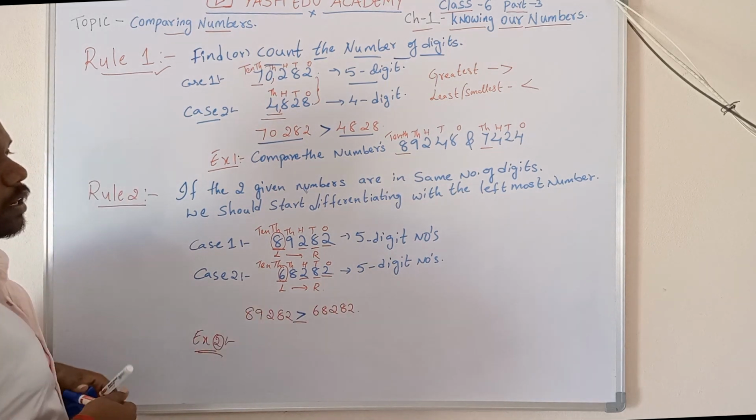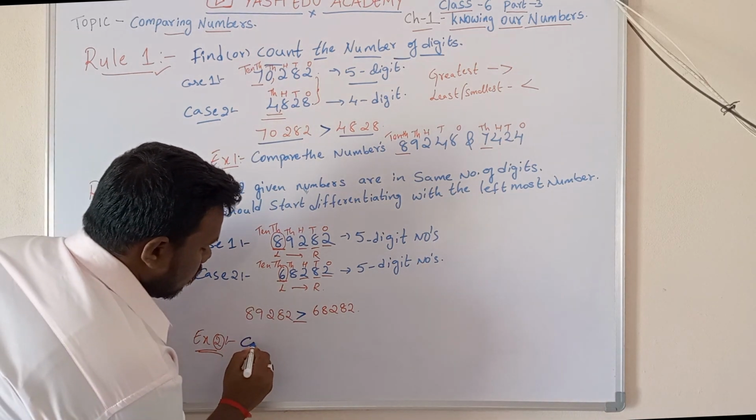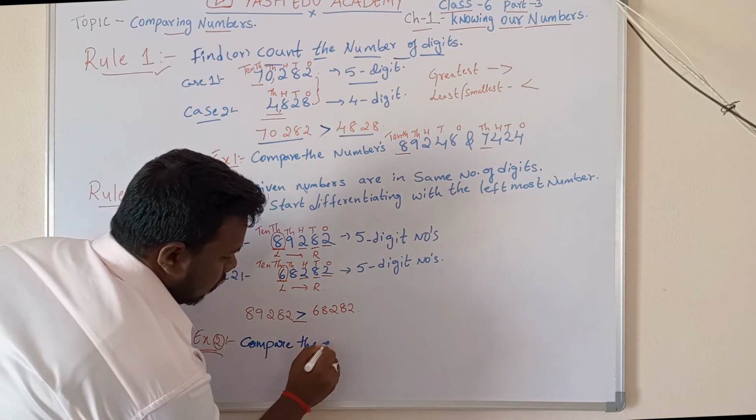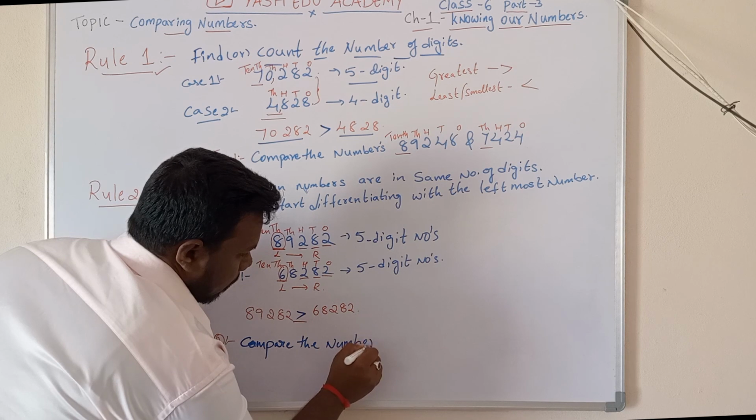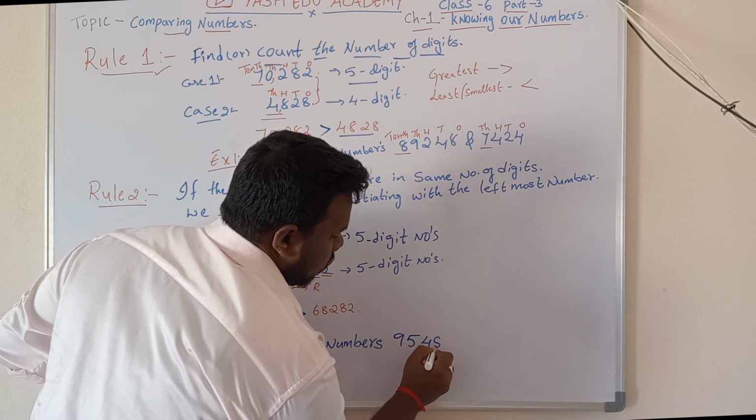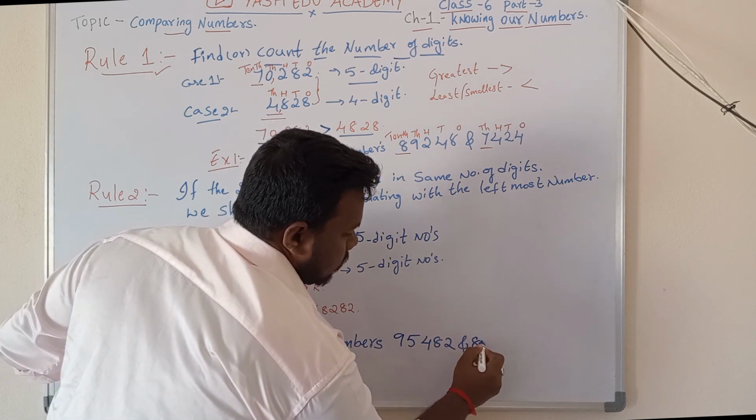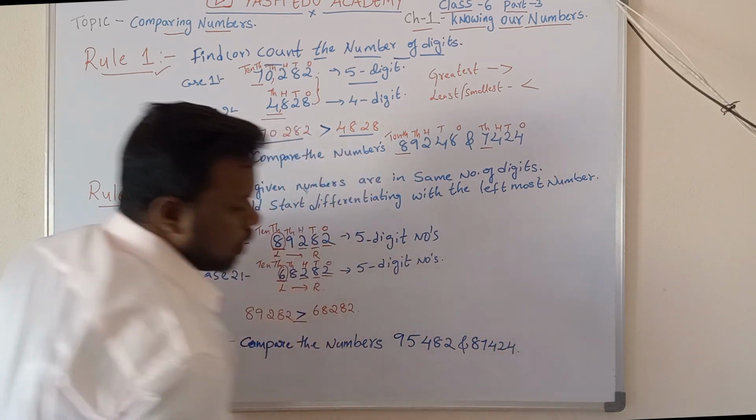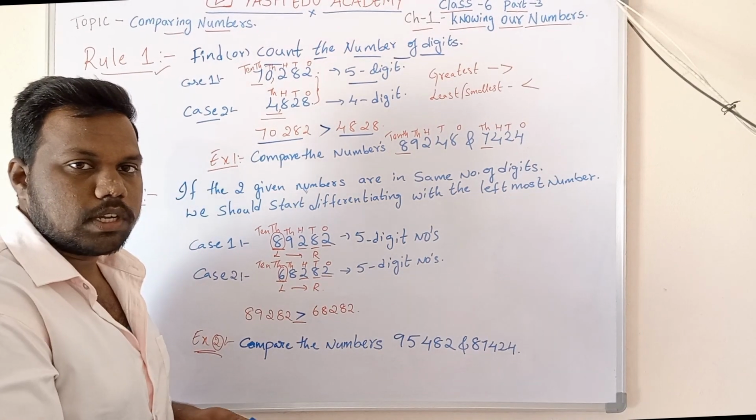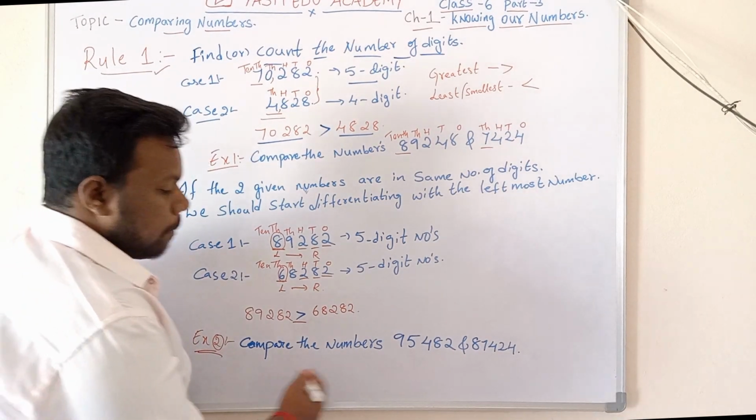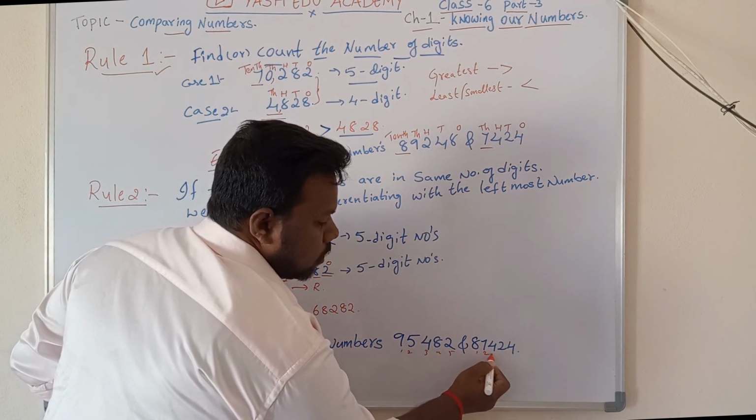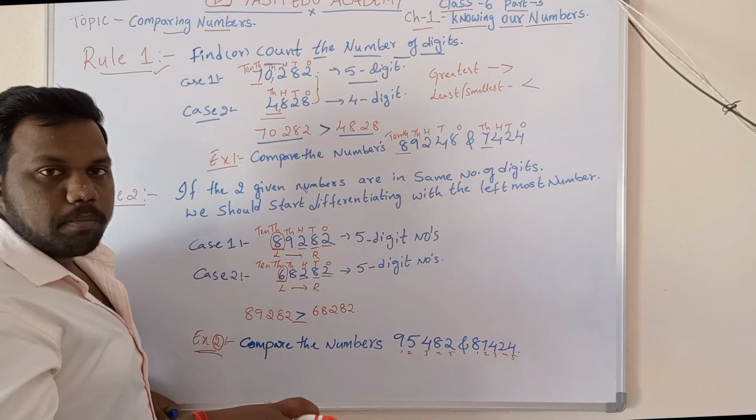In the same way, for rule number 2, this is example number 2. If the question comes in your exam as compare the numbers 95482 and 87424, then before starting the solution, compare the numbers by the number of digits. See, 1 2 3 4 5 and here also 1 2 3 4 5. So an equal number of digits is there.